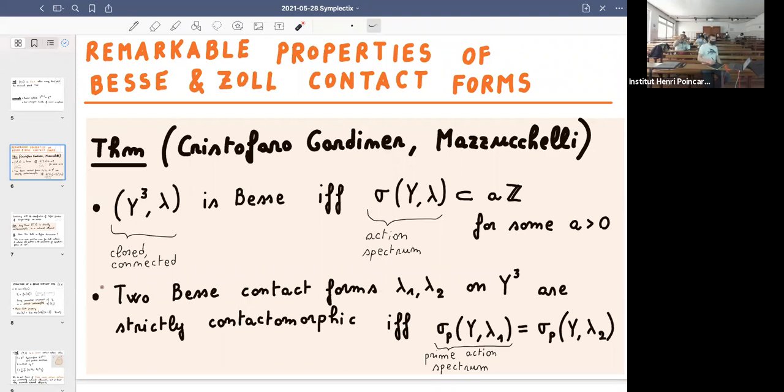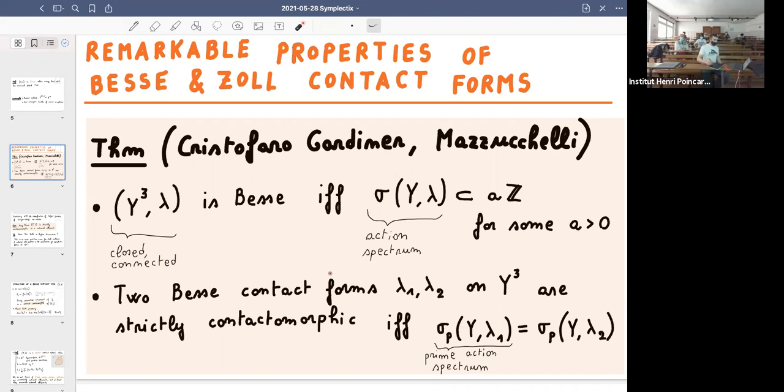So the second point is actually a bit unrelated from the first, if you state it this way, and it's actually more relevant for this talk. Its proof has nothing to do with embedded contact homology, it is much more elementary. It says that two Besse contact forms, lambda 1 and lambda 2, on a three-dimensional closed manifold are strictly contactomorphic if and only if they define the same prime spectrum.